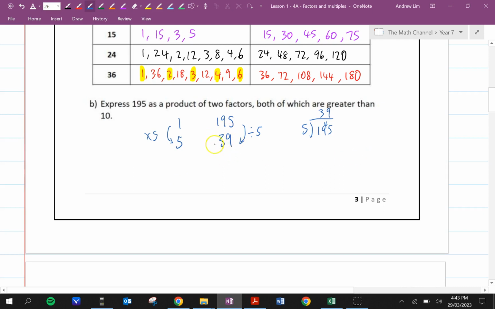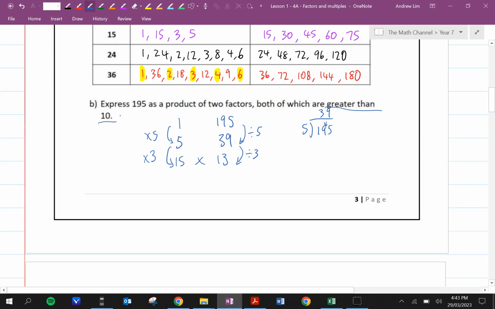So I'm going to try again. What can I divide that 39 by? I can divide by 3. So if I divide it by 3, that means I have to times this one by 3. 5 times 3 is 15. 39 divided by 3 is 13. And that way I know 15 times 13 is still going to be 195. And they are both greater than 10.